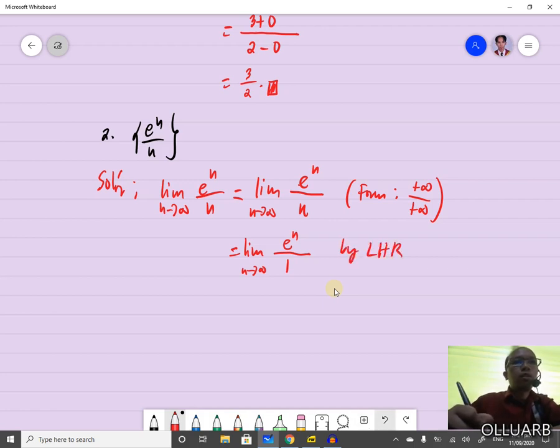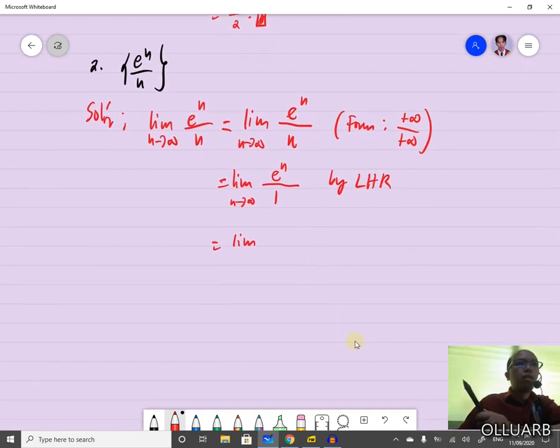Oops, sorry. But the limit of e to the x is e to the x. Okay, so simplify as n approaches infinity, and as you have noticed, we have positive infinity.